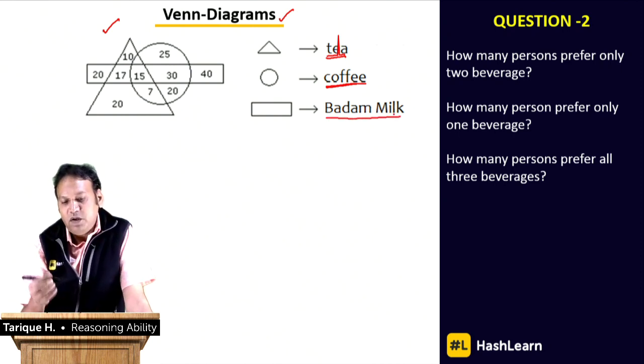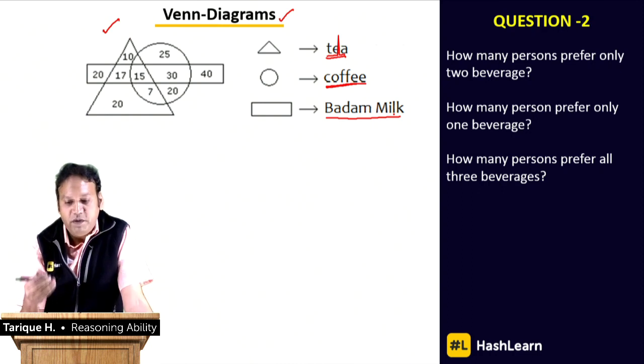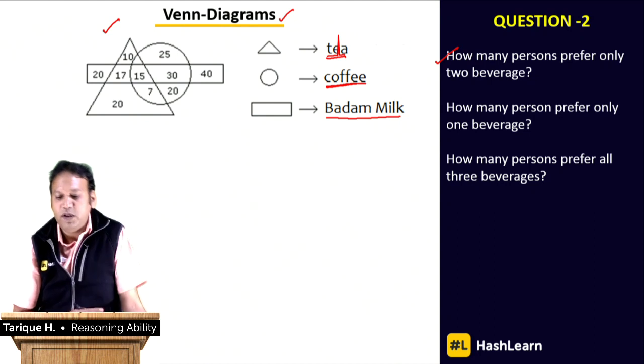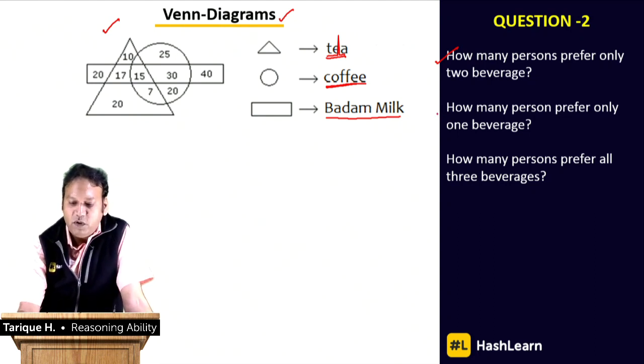So we have tea, coffee, and badam milk. There are three different beverages, and based on that we have to answer three questions here. How many persons prefer only two beverages? How many persons prefer only one beverage, and how many persons prefer all three beverages?